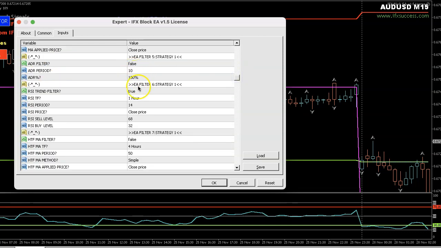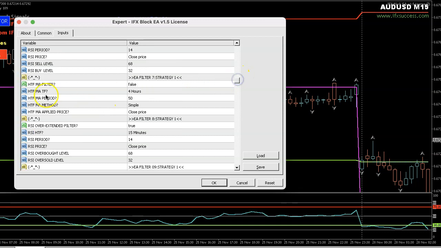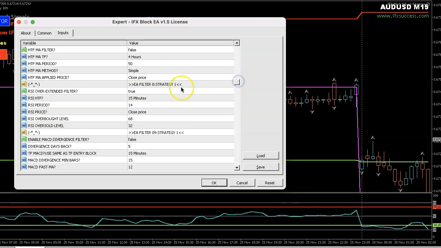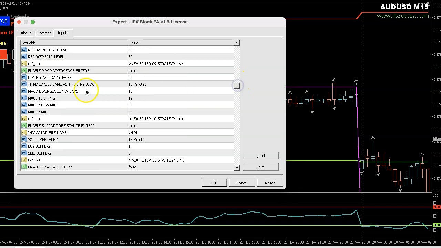You can use the ADR. You can use the trend filter. Again, we want to trade inside certain areas of the RSI. We can use higher time frame filters. Overextended, meaning if it overextends 70 or 30, 60 or 40, whatever it is, we can have MACD divergence as an entry.